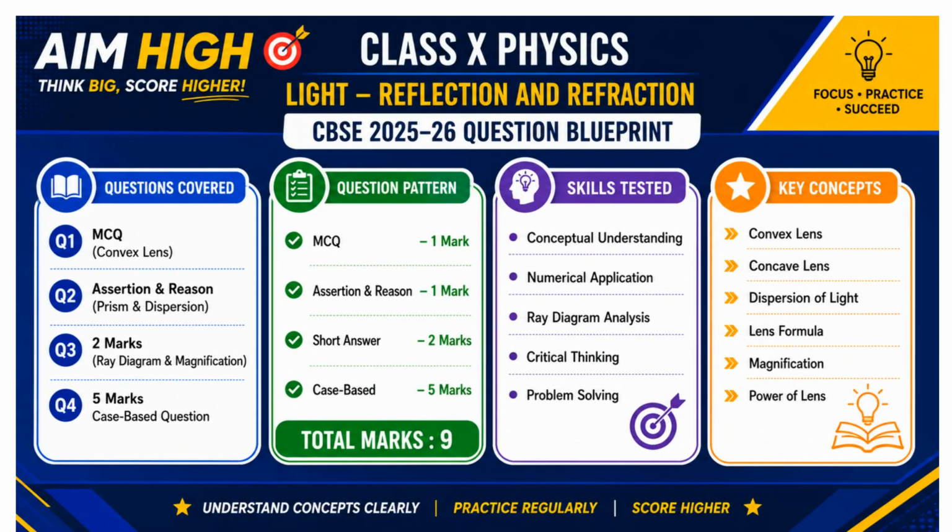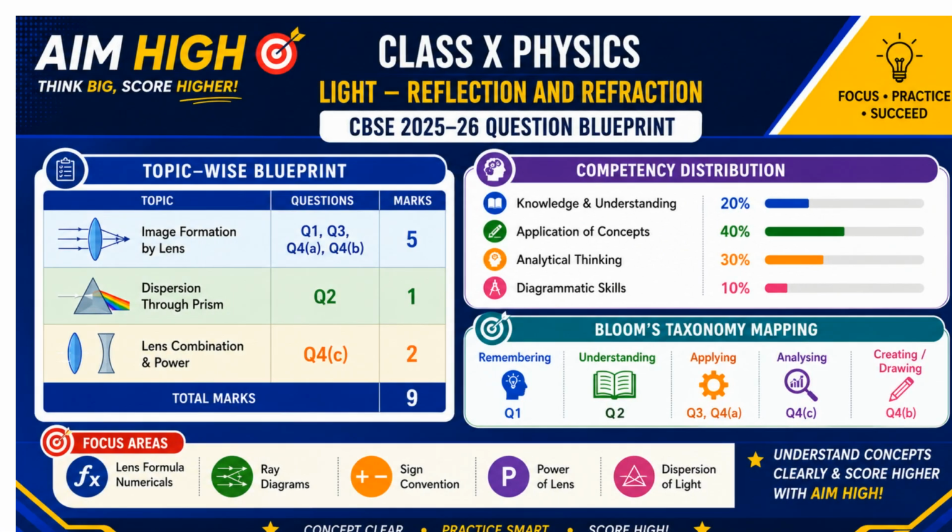To help you prepare, this blueprint outlines the question patterns you can expect for this chapter. Covering multiple choice, assertion reasoning, short answer, and case-based questions, this 9-mark breakdown tests your conceptual understanding, ray diagram analysis, and problem-solving skills. Finally, this topic-wise distribution helps you focus your studies. Image formation by lenses is a major focus, representing 5 marks. By mastering lens formulas, ray diagrams, and sign conventions, you can effectively improve your performance. Stay focused, practice regularly, and aim high.